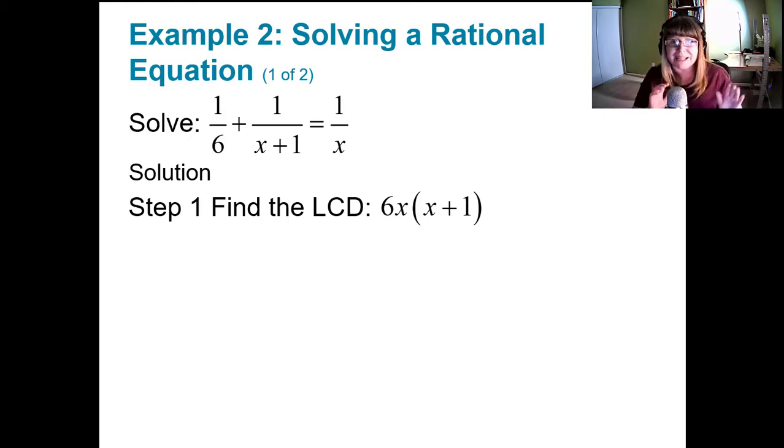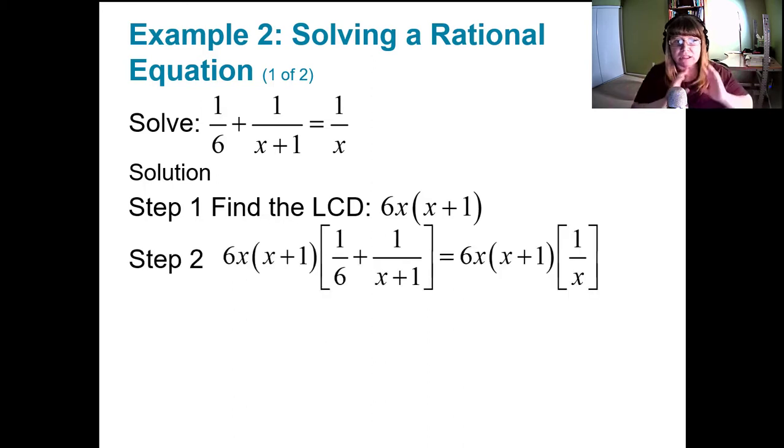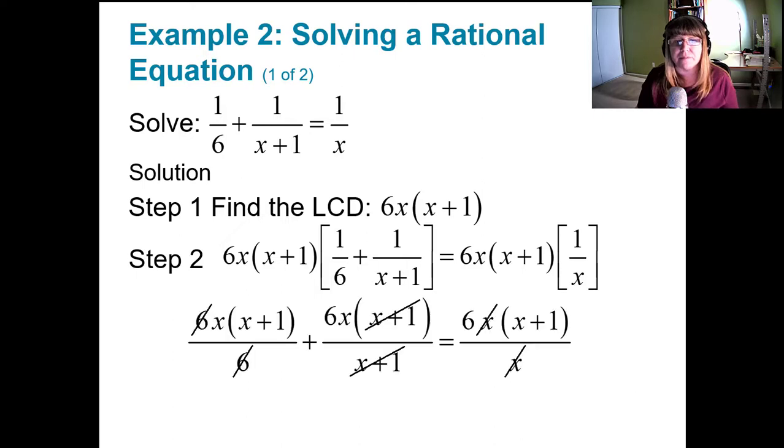We are going to multiply each term by the LCD. Once we do that, so we're multiplying each side, in essence, each term by the LCD, we'll ultimately get rid of the rational portion of it, the fractional portion of it. Okay. I know it looks a little bit messy, but we really are canceling out quite a few things. So 6x times x plus 1 times 1/6 ends up with 6x times x plus 1 all over 6. The 6's will drop out.